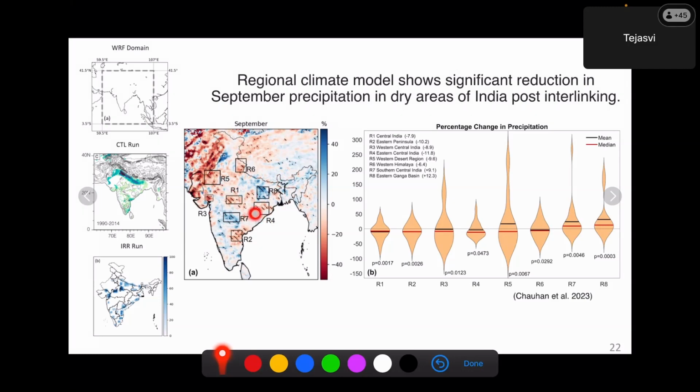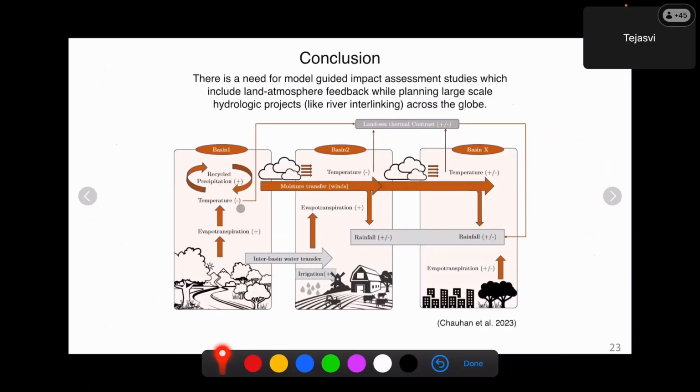So this was a surprising finding, and a kind of non-intuitive result, an unintended consequence of river interlinking. What could be the potential remedy? It's simply that if we include these budgets while planning for water transfer, that could be a solution to this. So the conclusion was that there's a need for model-guided impact assessment studies and including land atmosphere feedbacks while planning large-scale hydrologic projects like river interlinking.